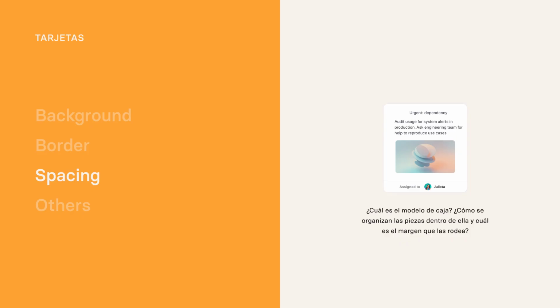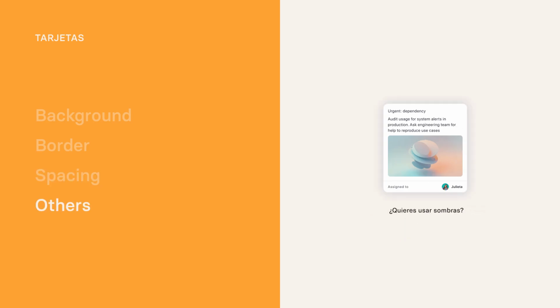Spacing. Remember the box model? How are pieces laid out inside and what is the margin around them? And other. Do you want to use shadows? Could they have headers? Etc.